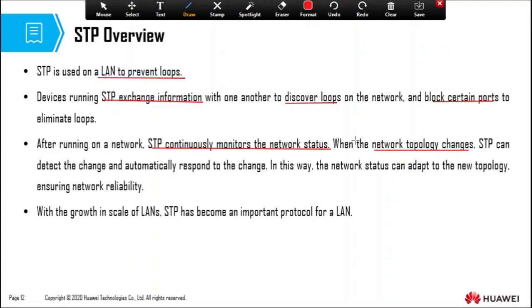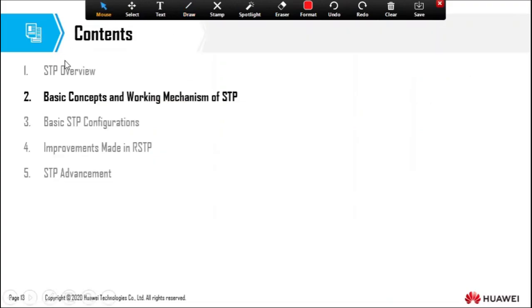So how then do we respond to that so that we can still have network communication? STP can detect change and automatically respond to this change. In this way, the network can adapt to the new topology, ensuring network reliability. So we are going to see how. With the growth of LANs, STP has become an important protocol for the local area network. So that's why it's important that you understand how it works. Basic concepts and working mechanisms of STP.